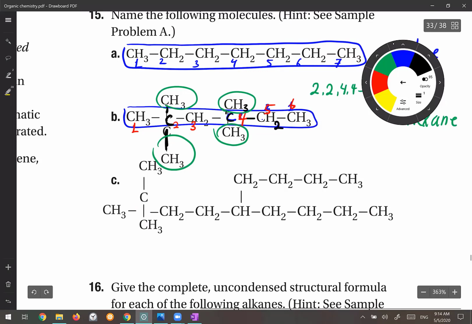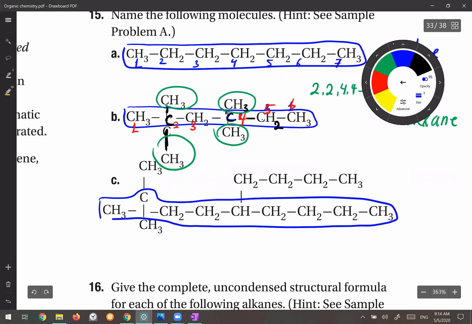Anyways, the longest chain of the hydrocarbon is this one. This is the longest chain of the hydrocarbon. It has 1, 2, 3, 4, 5, 6, 7, 8, 9 carbons there. But you can also choose this one as the longest chain. So they are exactly the same.